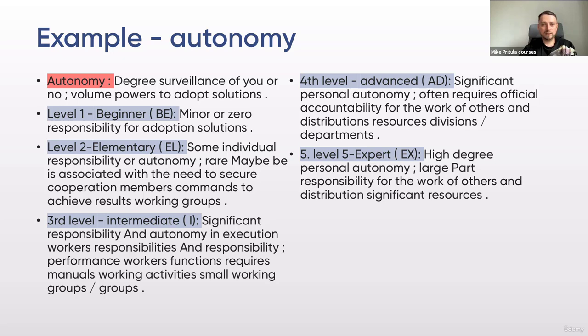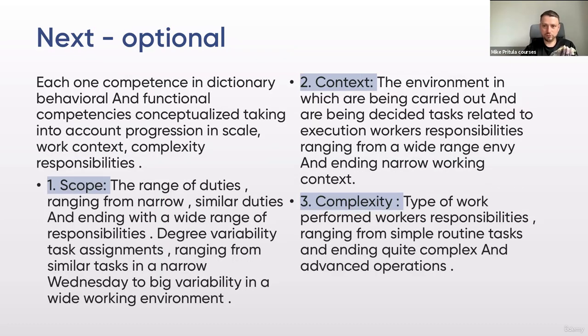Here's an example of a competency: autonomy. It has a name, description, degree of supervision, and amount of decision-making authority. And levels from beginner to level 5 descriptions. In the ready-made competency libraries we'll look at next session, you'll see many competencies and different level options and how they're described. Next, optional elements for competencies.